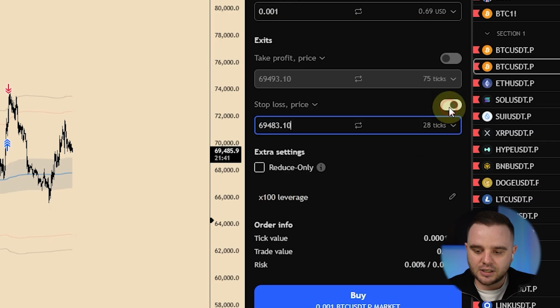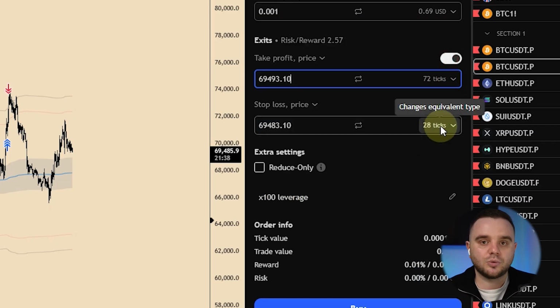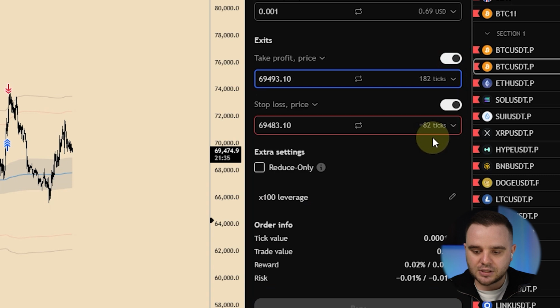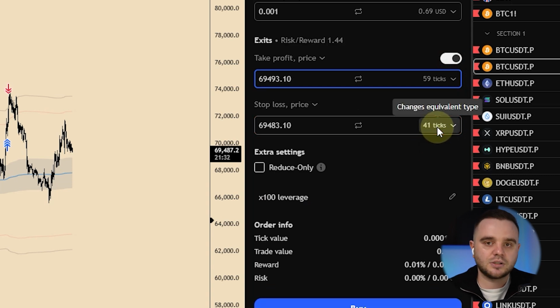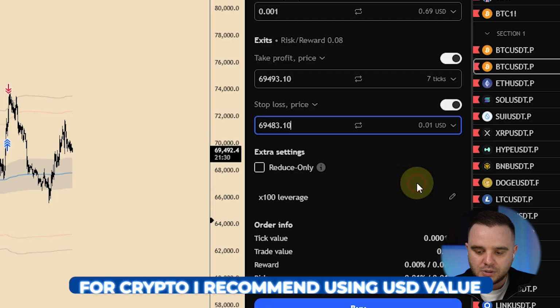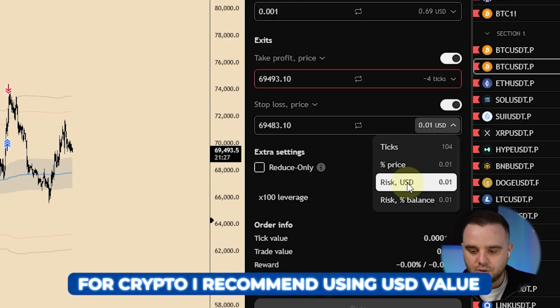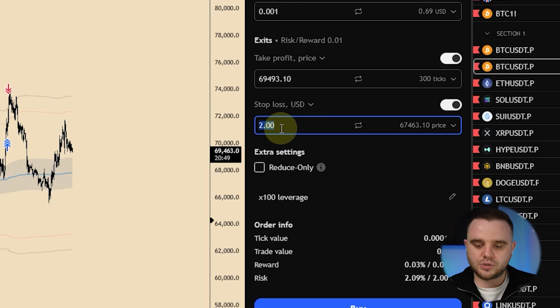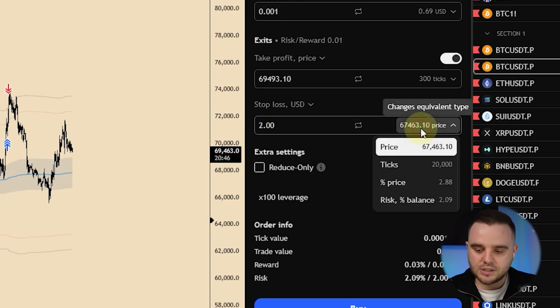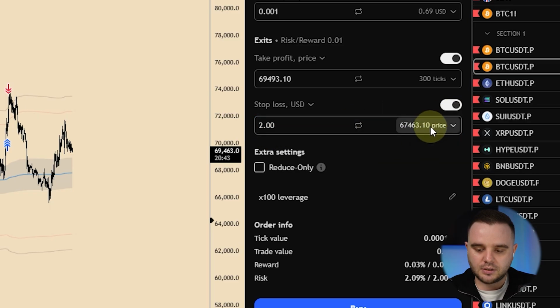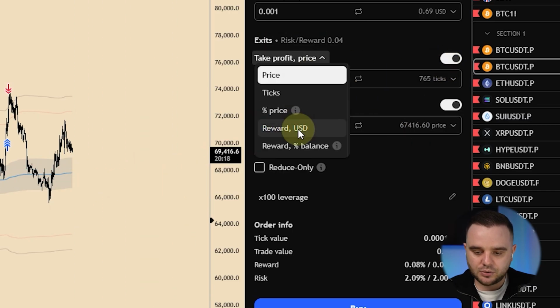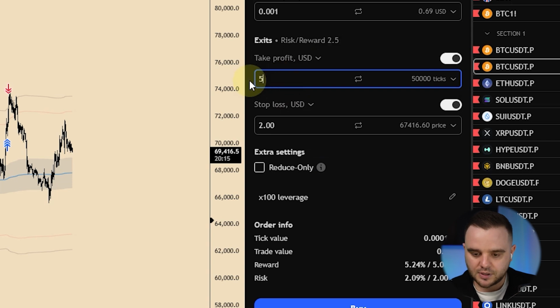Additionally, before we take a trade, we can add stop loss and take profit automatically. As you can see here, stop loss and take profit are in ticks. Ticks is good for indices. For crypto, I recommend you use USD value. For example, you write your risk in USD. When you choose the amount of USD of risk, you can see here it will show at what price level your stop loss would be. If you take a trade with 0.1 USD risk, your stop loss would be at 67,461. And the same with take profit, you can set your reward in USD, for example 5 USD, and it will show you a price level.